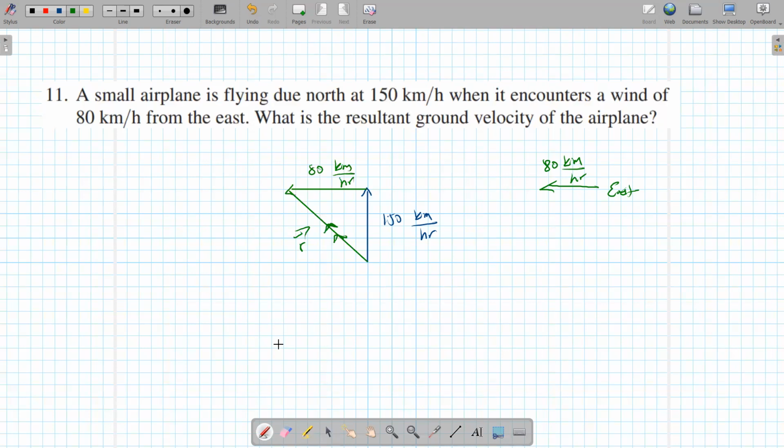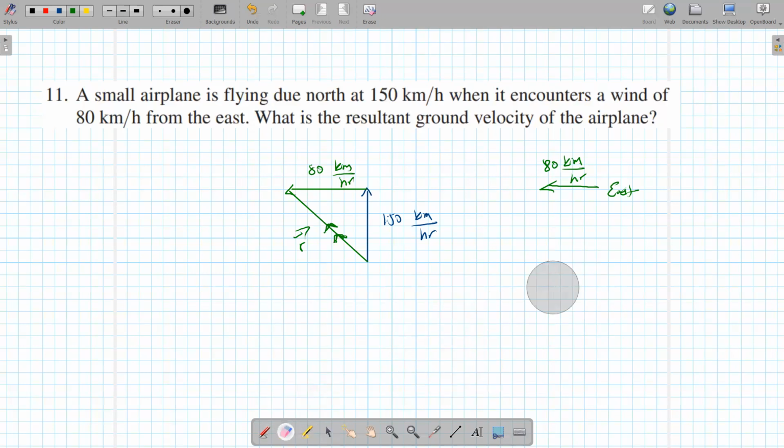Which direction is it going? The plane is going north. The wind is coming from east, going west. In which direction is the R vector going? If you look at a compass, right? It's going this way. Northwest. Yeah? North plus west, northwest. It's going this way.